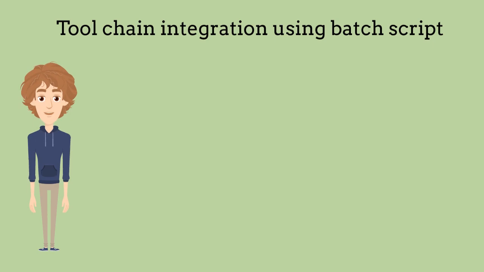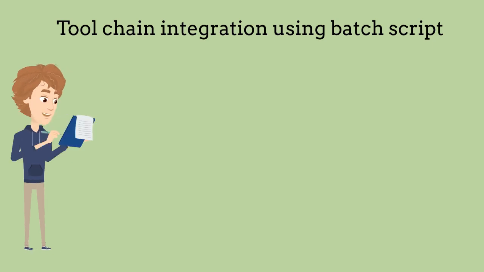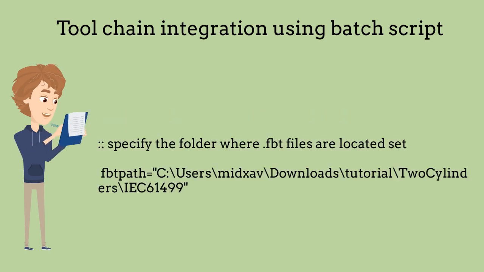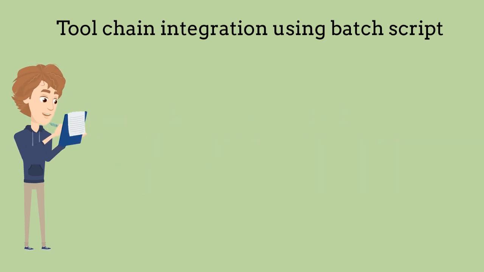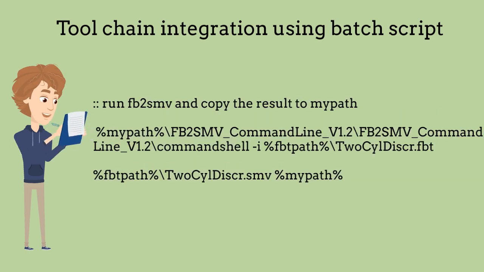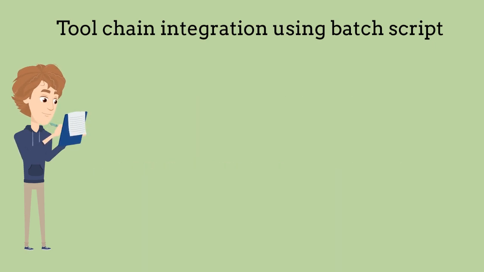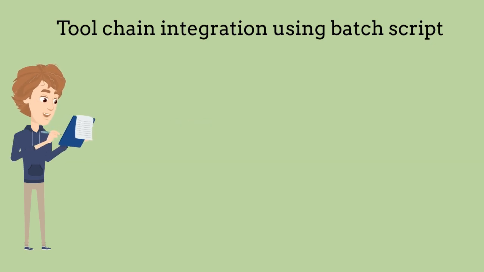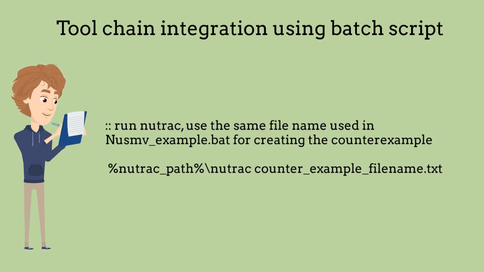Let's integrate the toolchain batch script. First specify the working folder, and specify the folder where FBT files are located. Then specify the folders where the tools' executables reside, that is the NuTrick path and NuSMV path. Run FB2SMV and copy the result to my path. After that, run the NuSMV batch script. Finally, run NuTrick. Use the same file name used in NuSMV_example.bat for creating the counterexample.